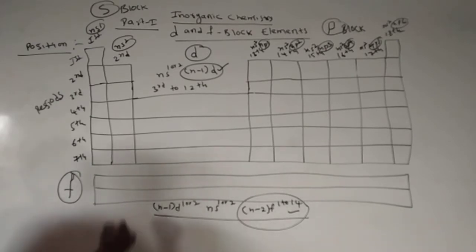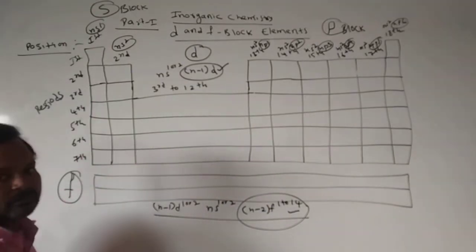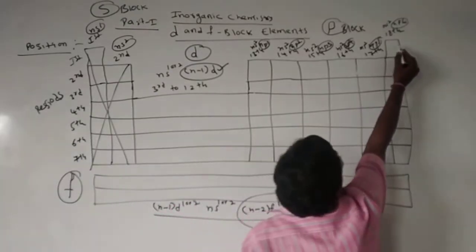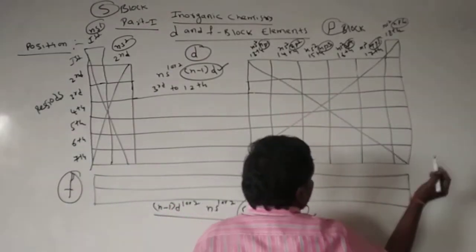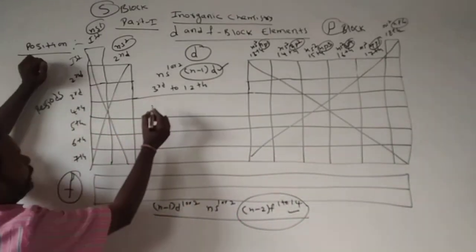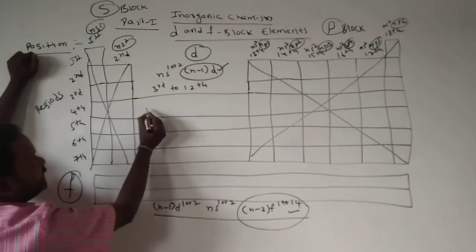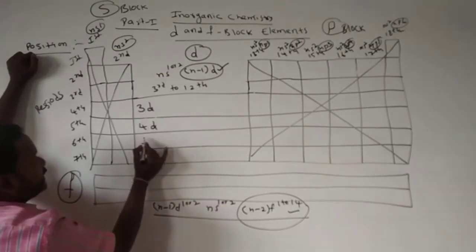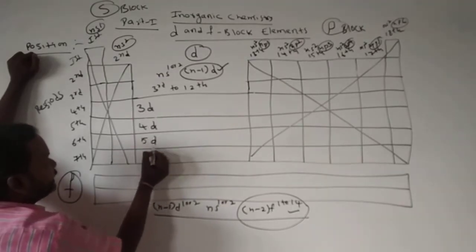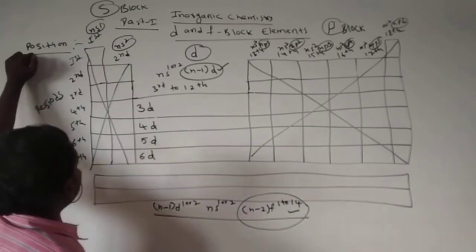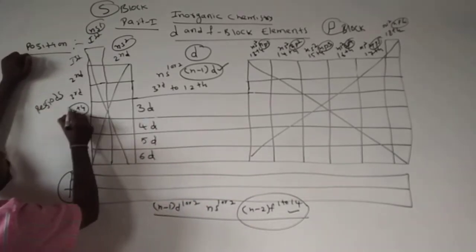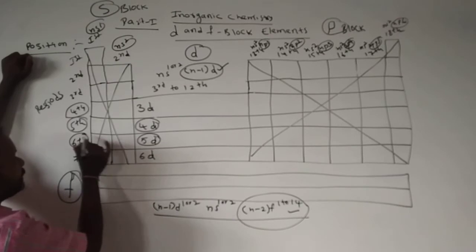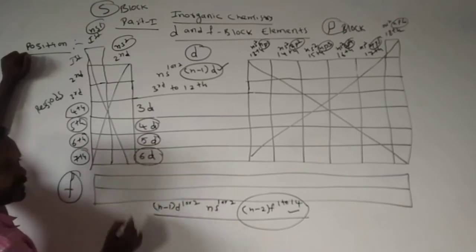I don't want to discuss the s block and p block. I just want to discuss these, d and f. The d-block elements in the periodic table are arranged in four series: the 3d series, 4d series, 5d series and 6d series. The 3d series belongs to the 4th period, the 4d series to the 5th period, the 5d series to the 6th period, and the 6d series to the 7th period.